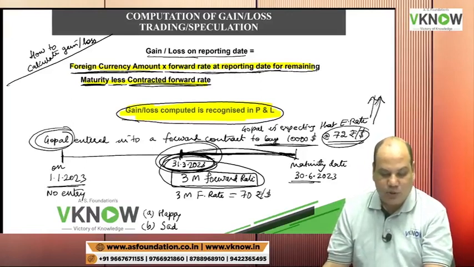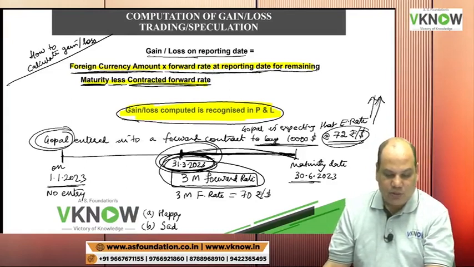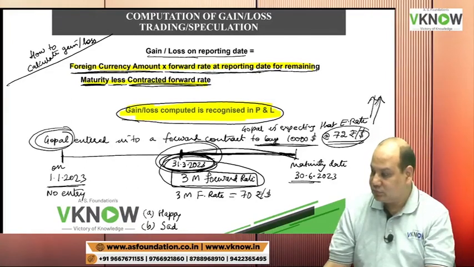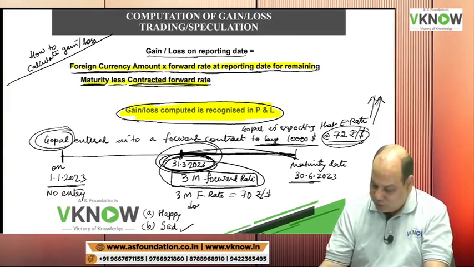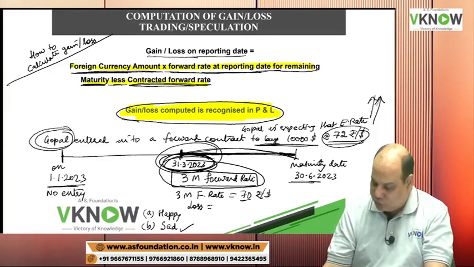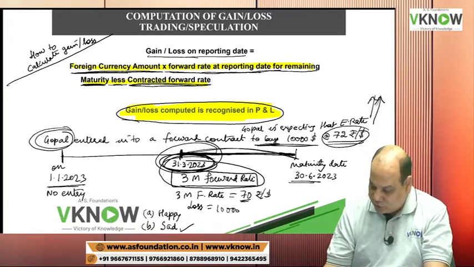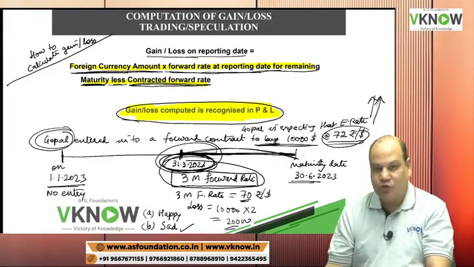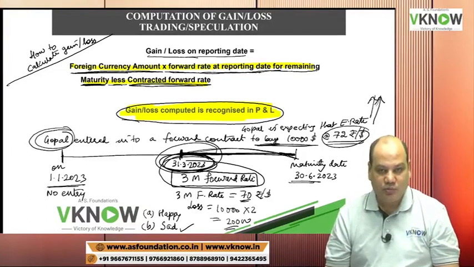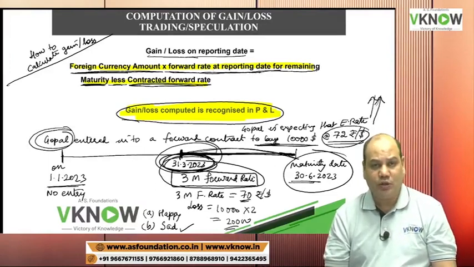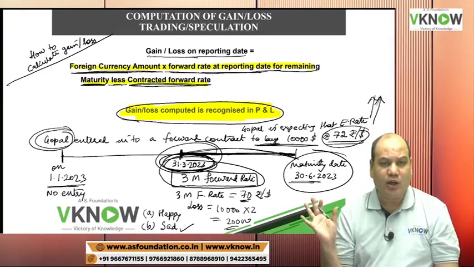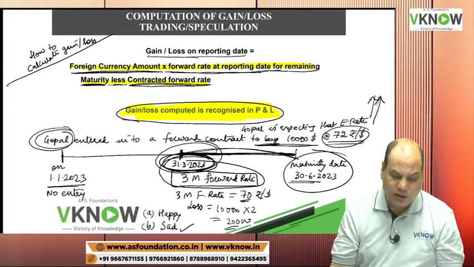Will Gopal be happy or sad? So this time Gopal will be sad because there is a potential loss of 2 rupees now. So 10,000 into 2 rupees, 20,000 loss he will have to book. This way we will calculate the gain or loss on every reporting date till maturity date, and on maturity date the final gain or loss will be calculated and that will be settled.